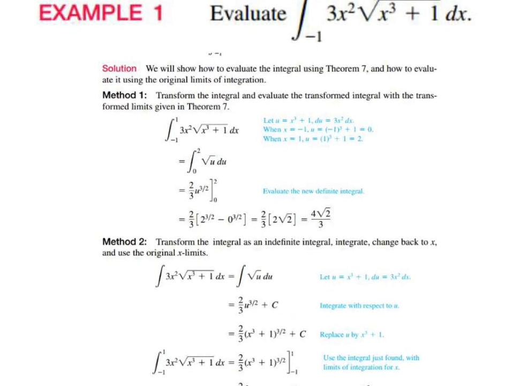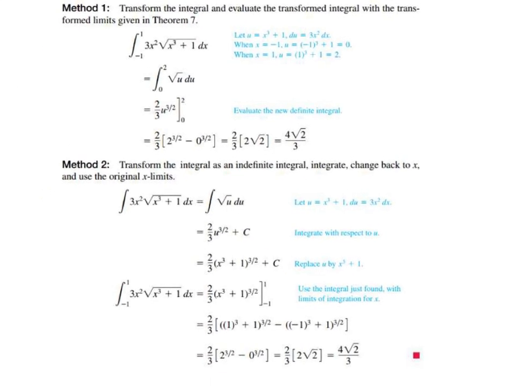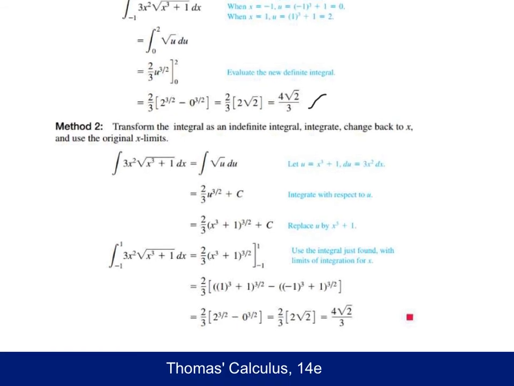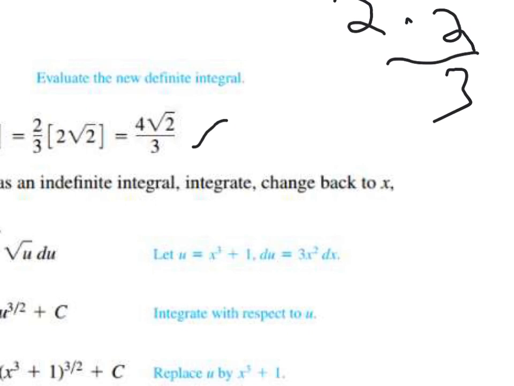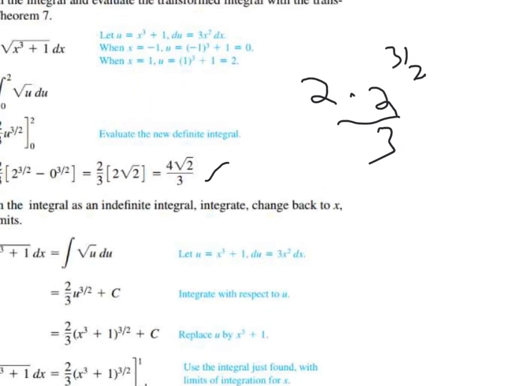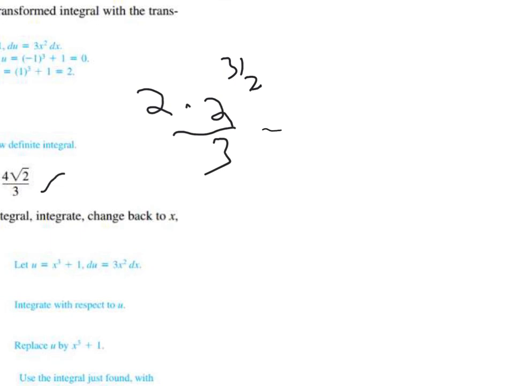Let's see what the answers were. 4 square root of 2 over 3. Is that my answer? I had 2 times 2 to the 3/2 over 3. Let's see if his answer is the same. Is that what I had? Hold on. No, I didn't have 2 to the 3/2. Yes, I did. In my problem, that's the same as 2 times 8 to the 1/2 over 3. That's the same.